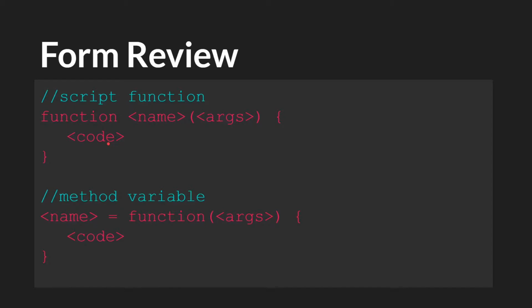A method variable is essentially two parts. It's an unnamed function, so creating an unnamed function with the form function, then the arguments, then the code that you want to be in that function, and assigning this function to a variable. So these are two separate parts: creation of the function, assigning it to the variable. But for this tutorial, we're going to call all of this the method variable. So this is how you create a script function, and this is how you create a method variable.